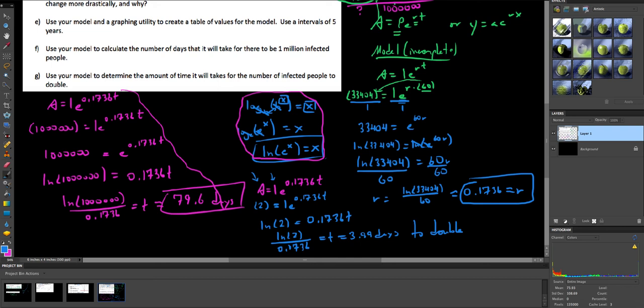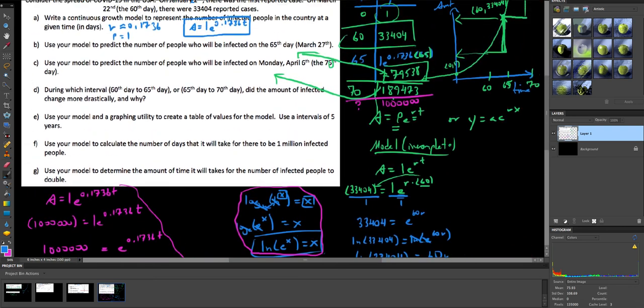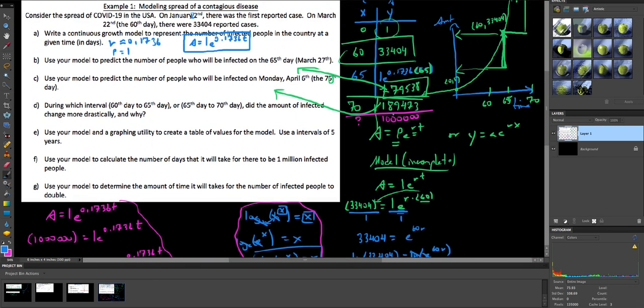So that's what I wanted to kind of review a little bit with you guys today, how to write this model. Remember that you need 2 things, the initial amount and the rate. And then you can write your model, and then use your model.